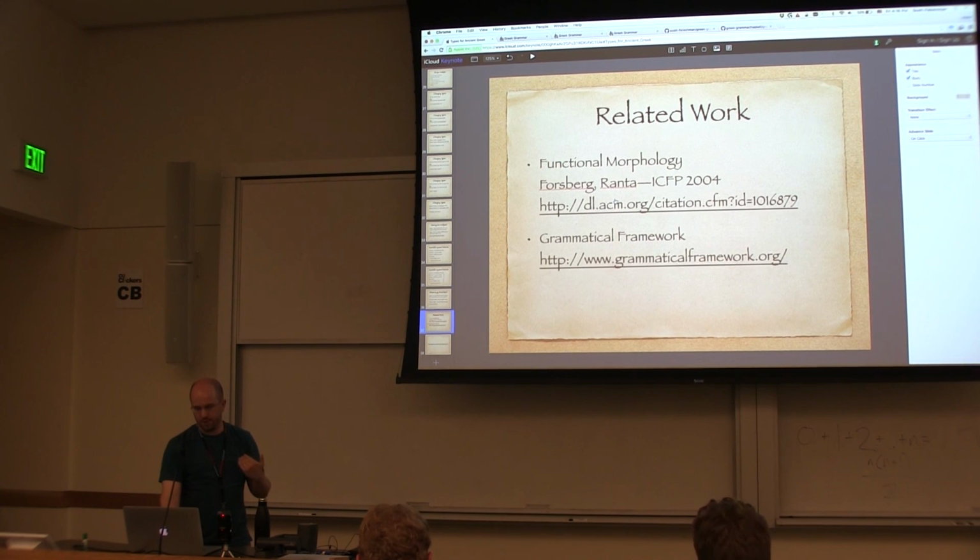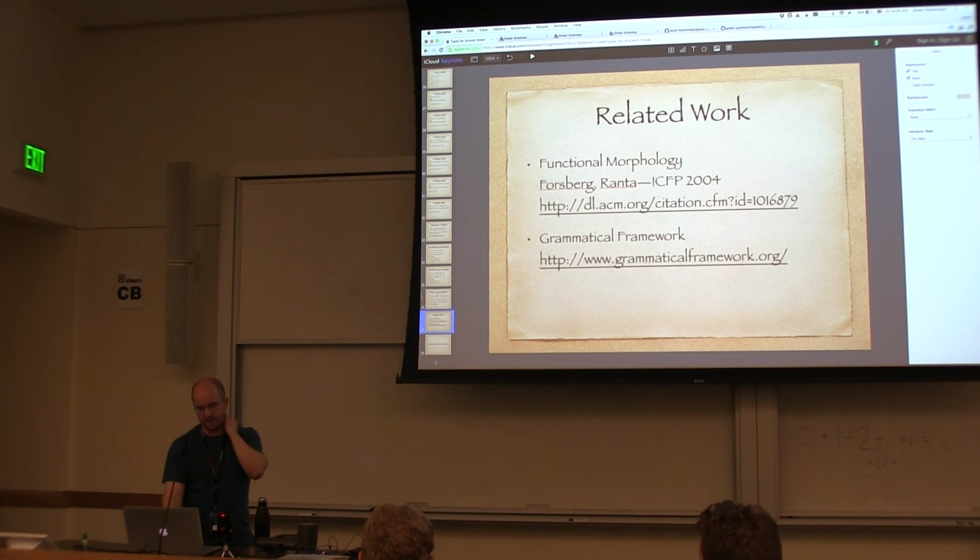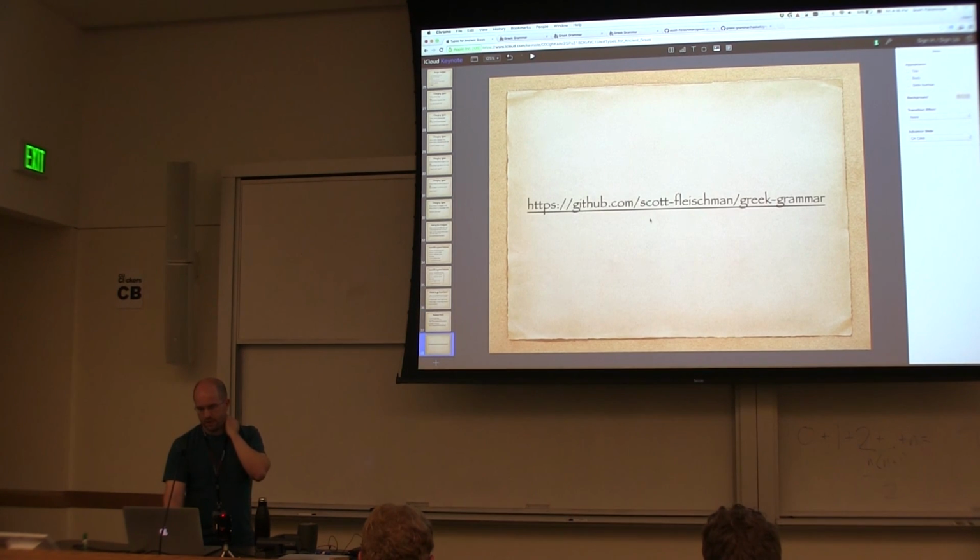There's related work. People model this stuff. In ICFP 2004, these guys model Latin morphology in Haskell, and Grammatical Framework is its own sort of language with even dependent types. And if you go on GitHub and search for Greek grammar, you can find my site. So thank you.